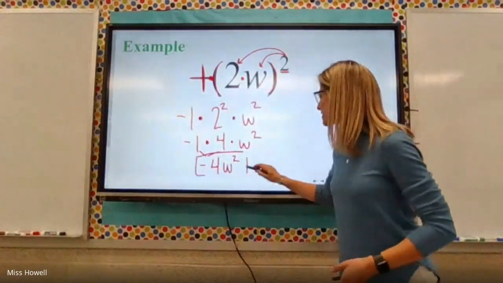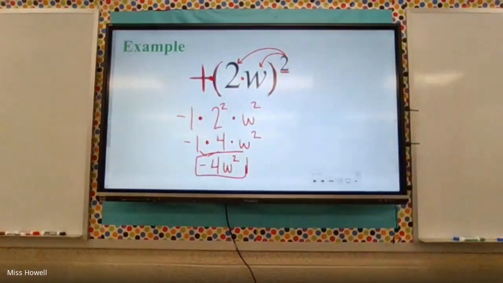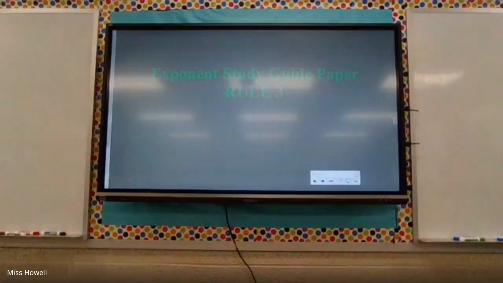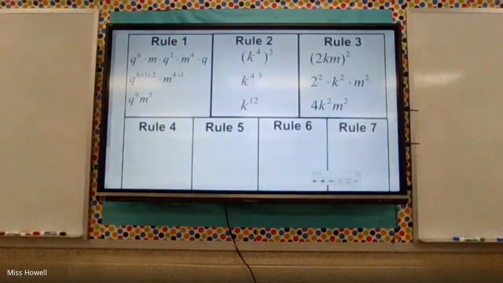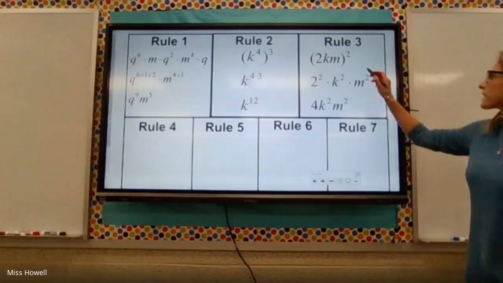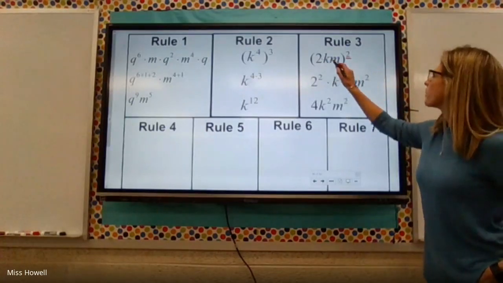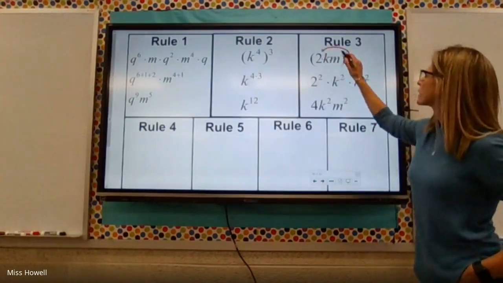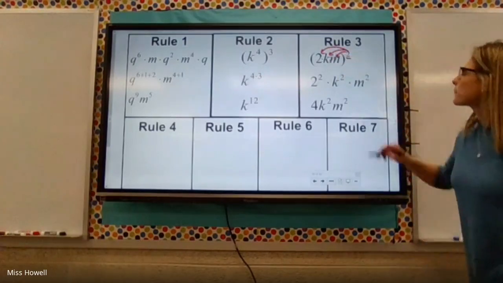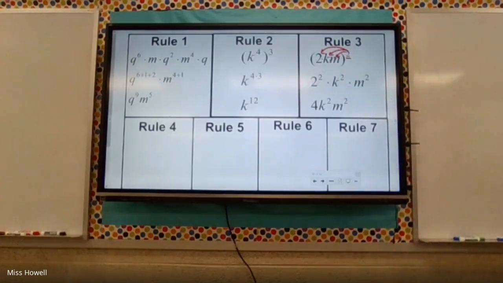All right, so let's go to our study guide. Let's fill in our rule number 3. All right, 2 times k times m to the 2nd. We're going to take this. This is all multiplying here, so we can share to all 3. And we get a 2 squared times k squared times an m squared, which when we put it all together in its most simplified version would give us a 4 times k squared times m squared.